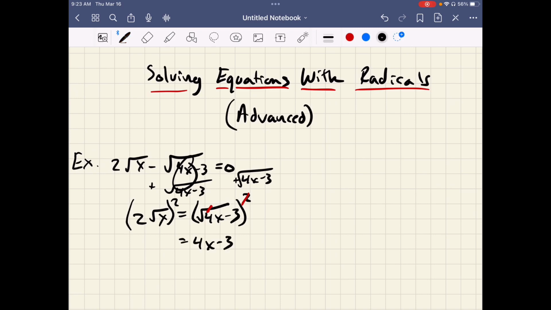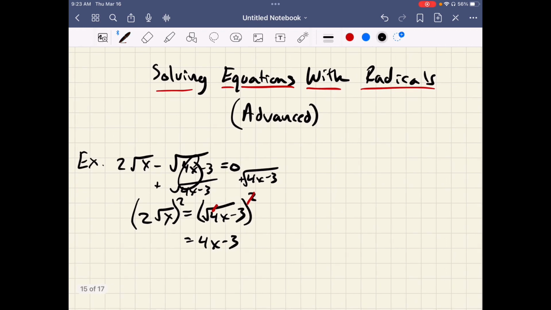Now, a similar thing happens to the left side, but I have to remember that this squared, I've got an exponent rule that tells me this applies to both the 2 and the square root of x inside of there. So the 2 squared is 4, and then the square root of x squared undoes each other, and I just end up with an x. So now what you end up getting is 4x equals 4x minus 3. So now I'm going to subtract 4x from each side. That ends up being a 0. I got negative 3 equals 0.